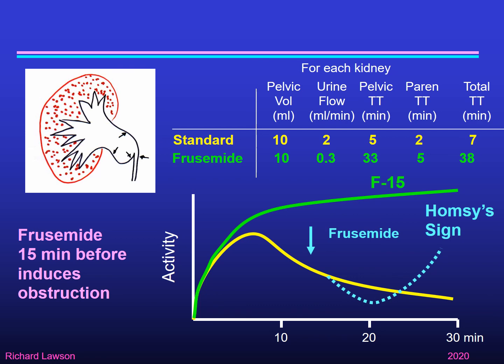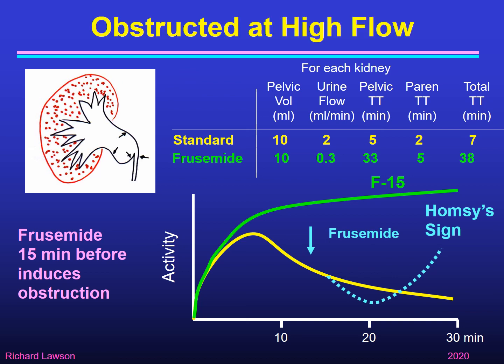And this is known as Holmes's sign. A few minutes after the Frusemide, although the curve started to come down, it then obstructs completely and goes up again. So that's something to look out for, which is why you need to continue for 15 minutes or so after the Frusemide to be sure that you've not got Holmes's sign. So this is a system which obstructs only at high flow. At low flow it's normal, but at high flow it can obstruct completely, and that's a condition to look out for.